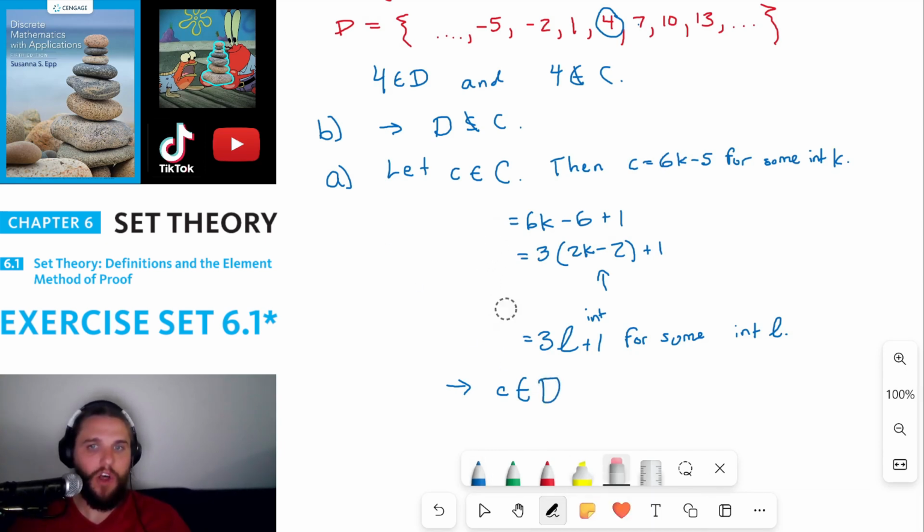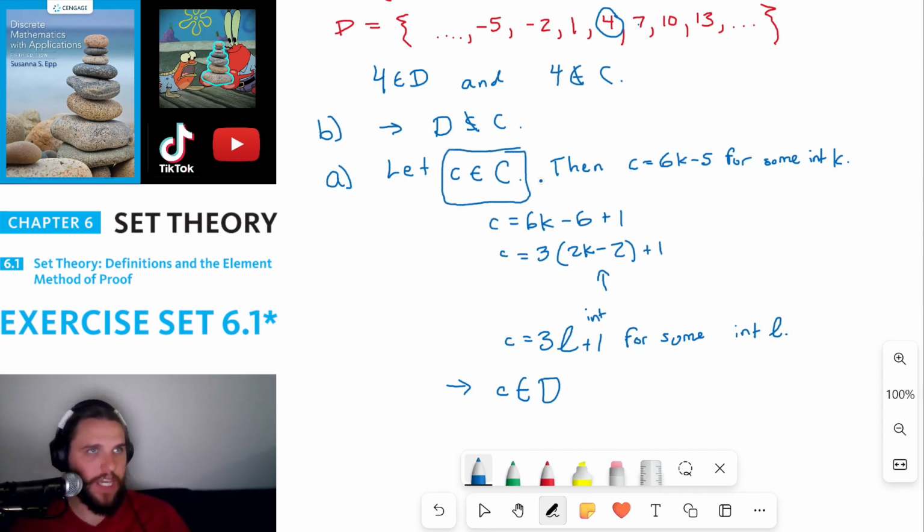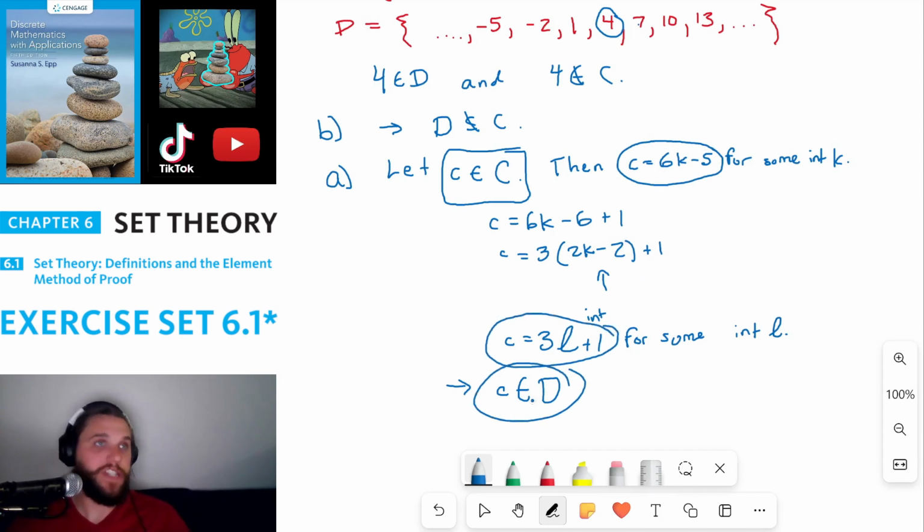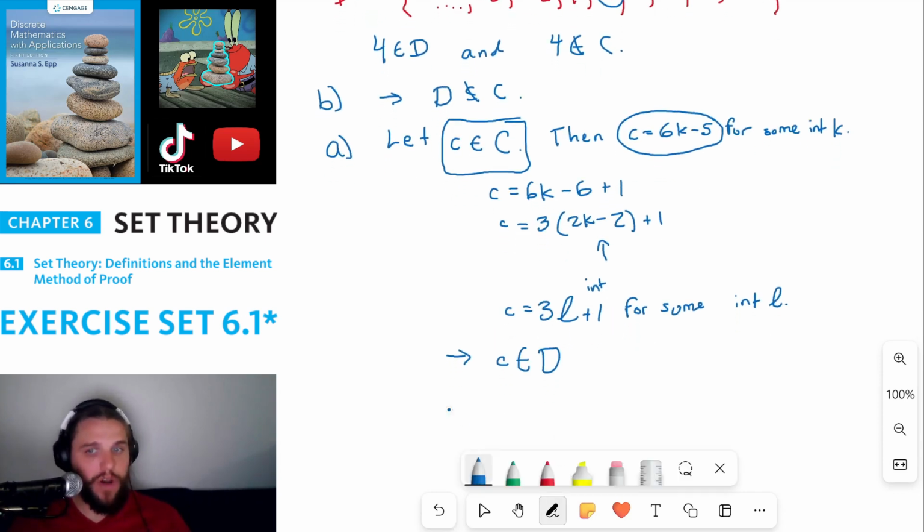I should emphasize that these are all lowercase c's. We started with an arbitrary element from capital C. Even though we don't know what this element is, we know some information about the equations that lowercase c must satisfy, and we can use that information to show that c is an element of D. Since c was arbitrary, this is true for all elements of C. We can replace lowercase c with any element of capital C, and this proof would show that that element is also an element of D. So therefore, C is a subset of D. Thanks everyone, and I'll see you in the next video.